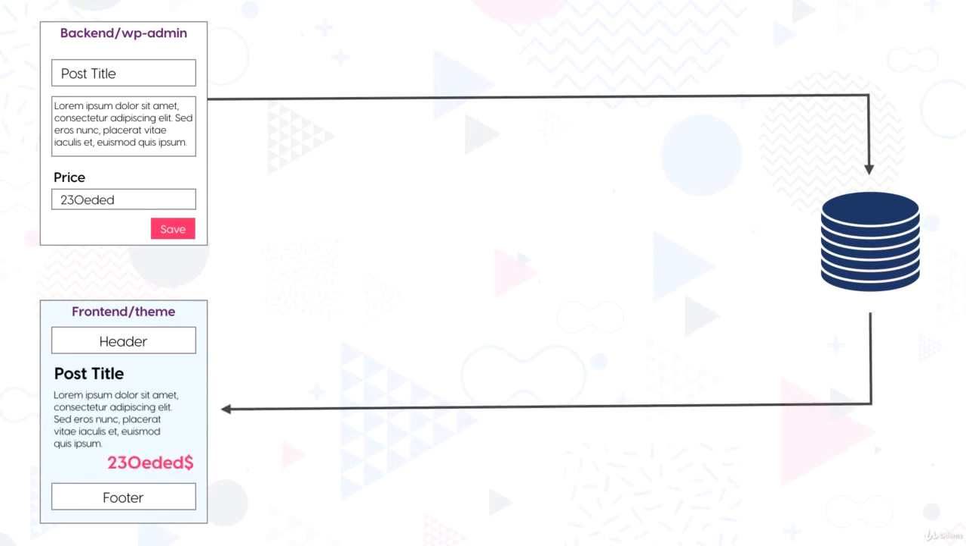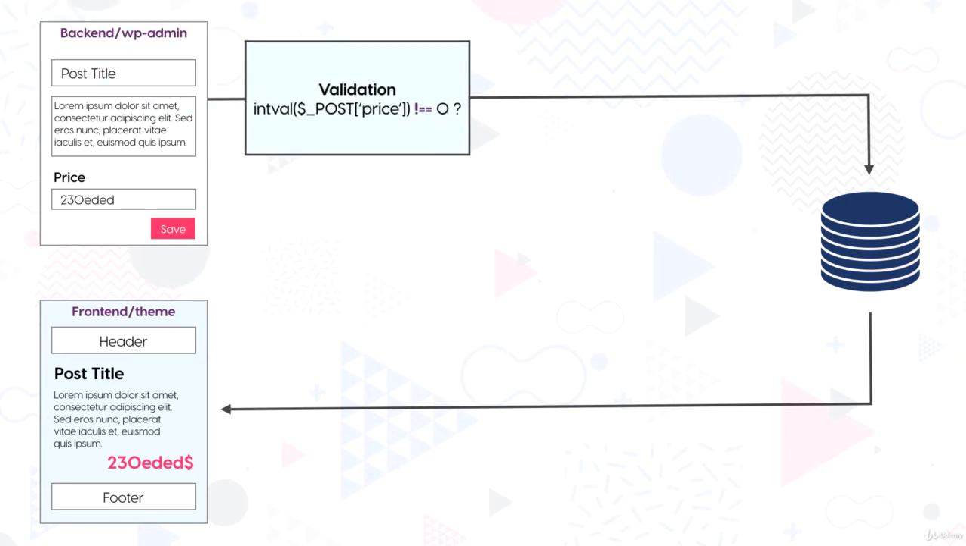So we want to avoid this from happening, and that's where we can use validation. So validation is the process of comparing the data against a set of rules or patterns, and then decide whether to pass the data or just discard it. So in our case, we want to make sure that the price is an integer. So we can pass the user input to a function called intval. Intval will try to convert whatever the user typed into an integer, and if it couldn't, it will just return 0.